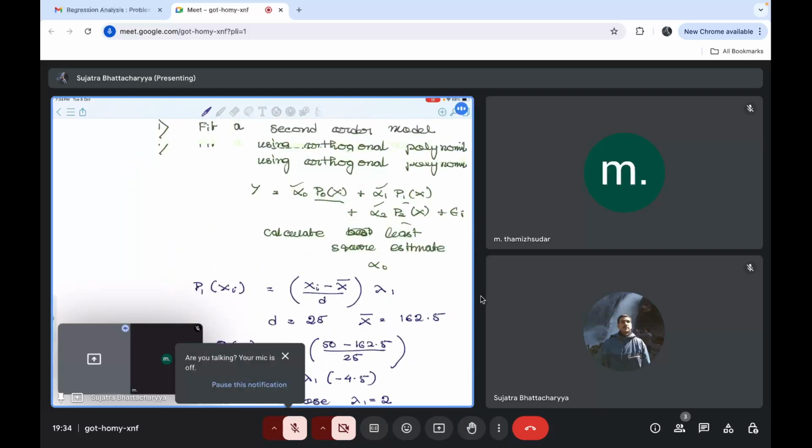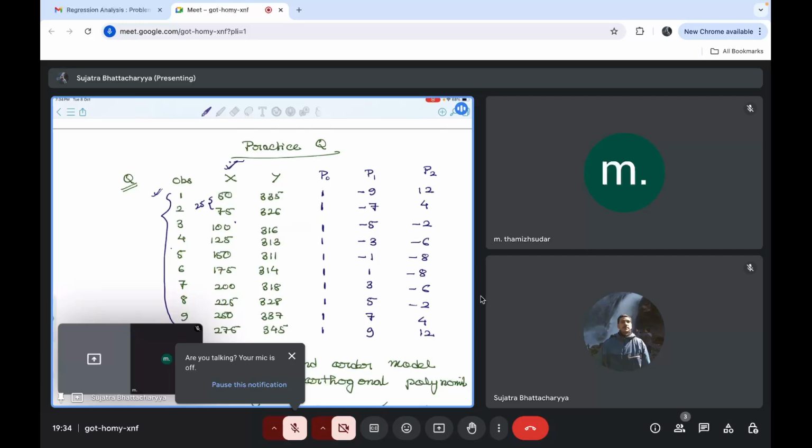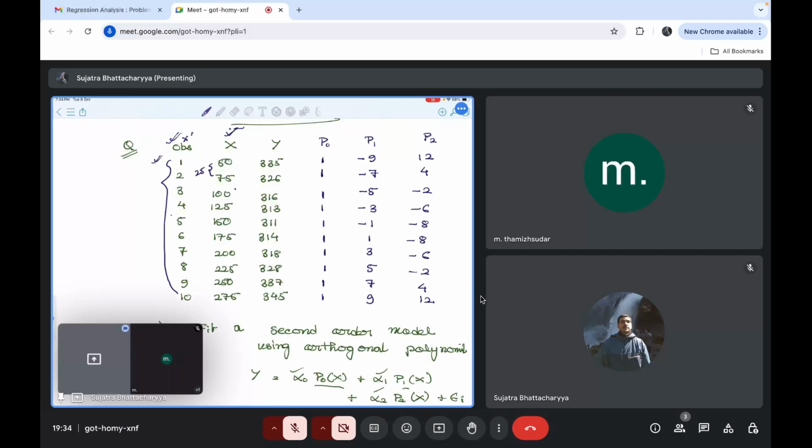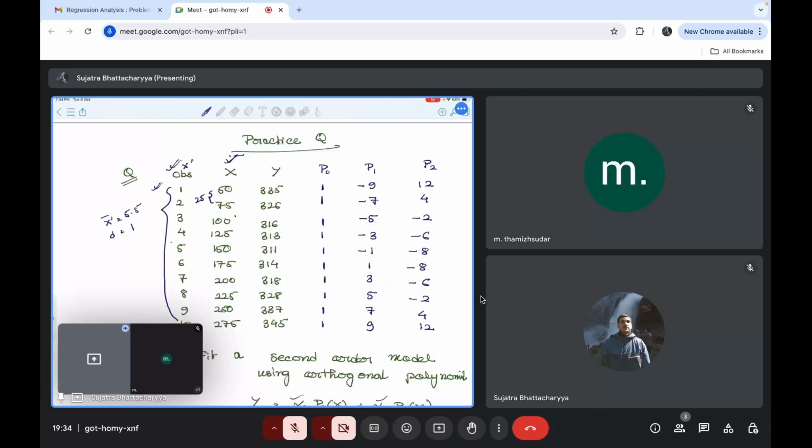Now, just one point. If you don't use this x, you use this. You will find that the average value of this observation, let's say x dash bar, is equal to 5.5. Now, just look into it. The difference d in this case is 1. I'm using x as this observation part. So d is 1.